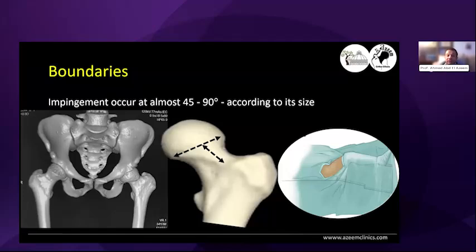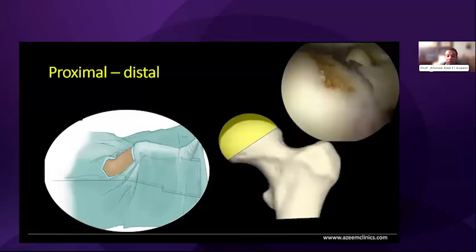The most medial boundary is identified by doing flexion. Most of the CAM lesions start to abut at 45 to 90 degrees. It's according to the shape, or how big the CAM is. So what we do is flex the hip to 45 degrees, identify the point of abutment, and then we excise what's out and we leave what's in, which is the weight bearing cartilage.